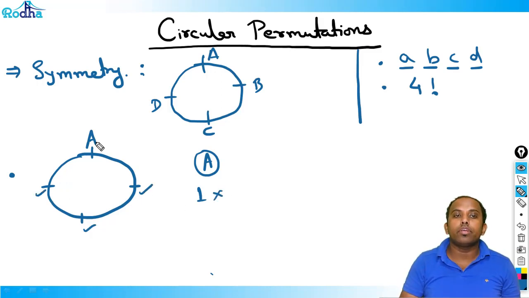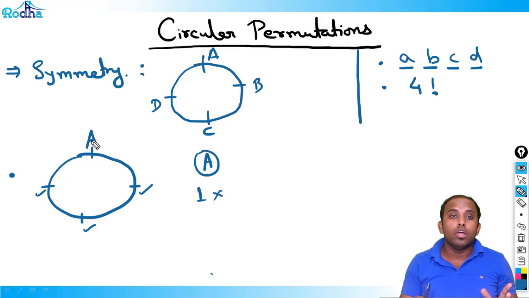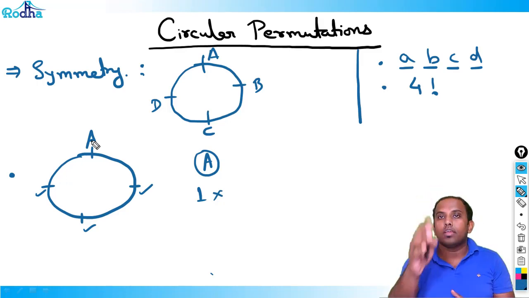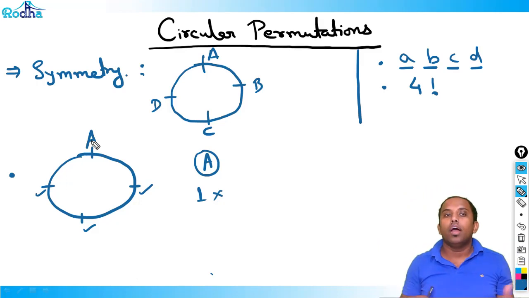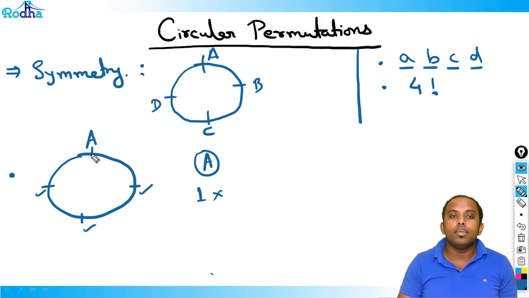Around A, we have a fixed end now. I've broken the symmetry. There's no symmetrical case. Now I know this is right of A, this is left of A. Earlier, if nobody was sitting, I couldn't say which is right and which is left. Once I place A here, these 3 people can be placed in 3 factorial ways.